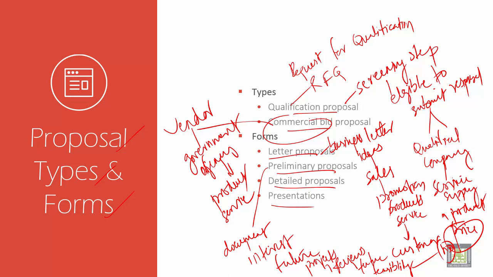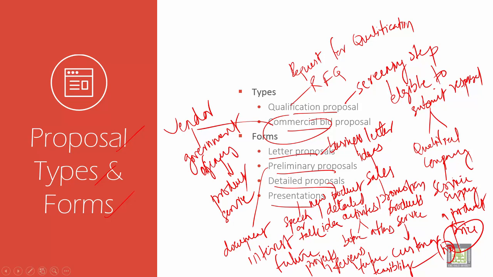Then detailed proposals, it's a detailed description of activities involved in the project. So it discusses detailed activities. It's a formal way of proposing before and after the project begins. Okay. Then presentation. A presentation is a speech or talk about the new product, new idea, explained in the form of a PowerPoint presentation, PPT presentation, something like that.